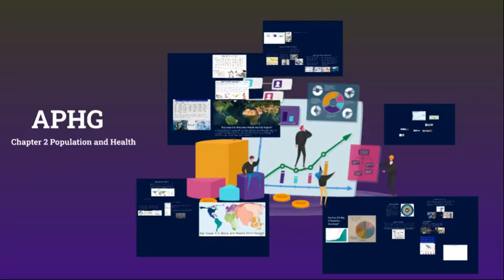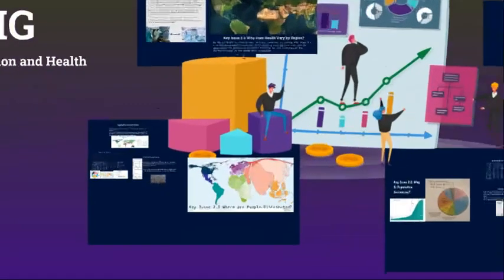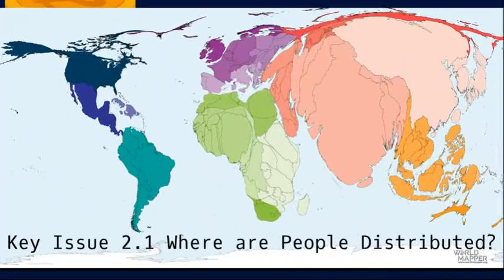AP Human Geography, Chapter 2, Population and Health. KC 2.1, Where People Are Distributed.